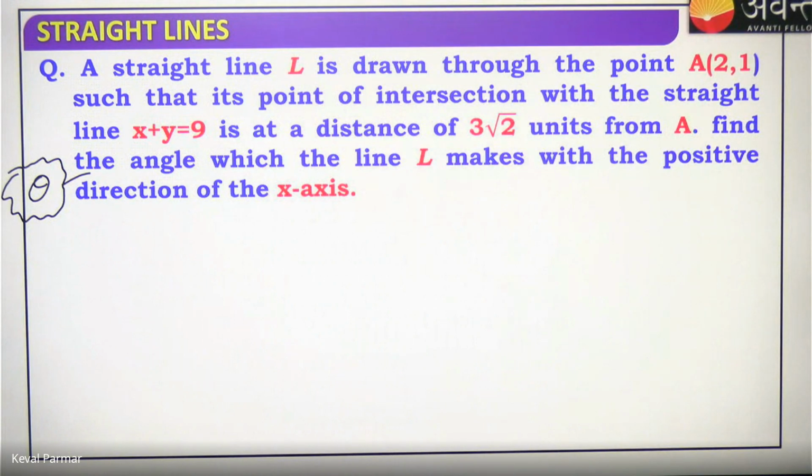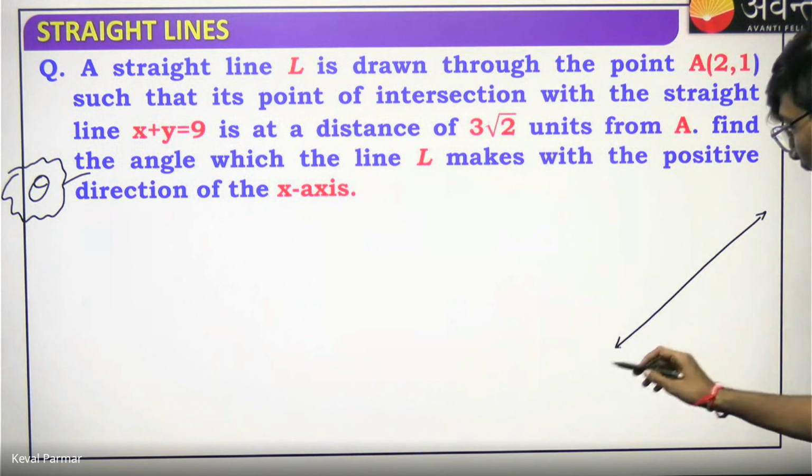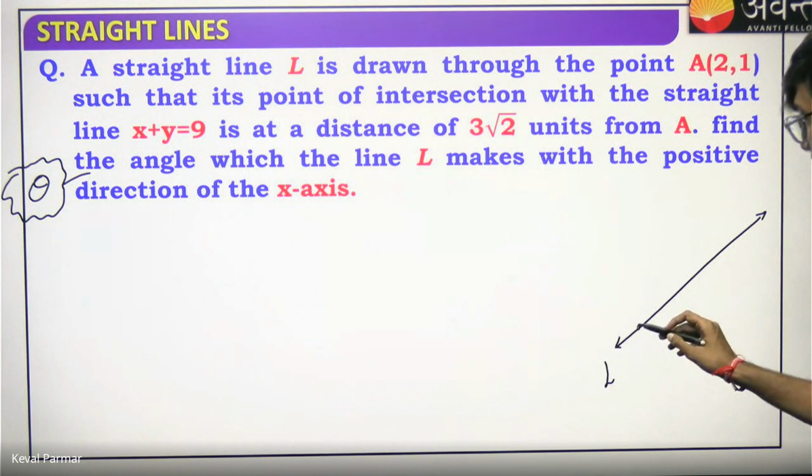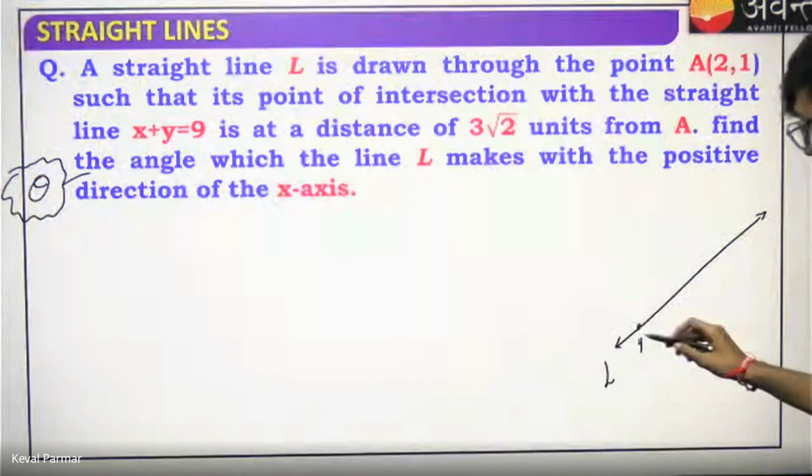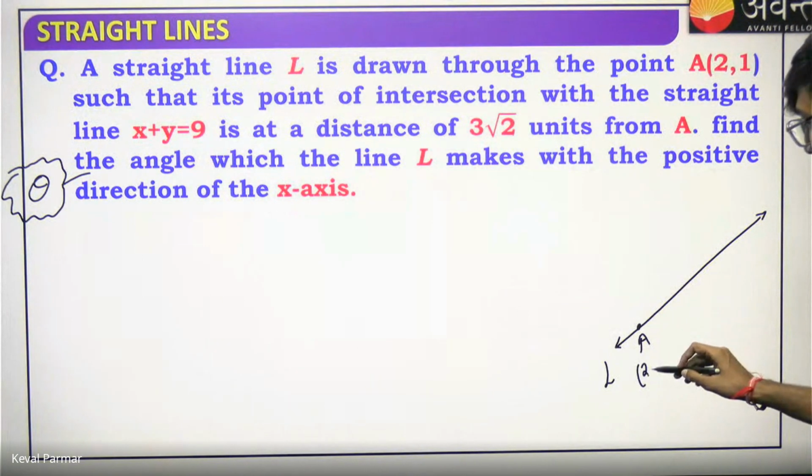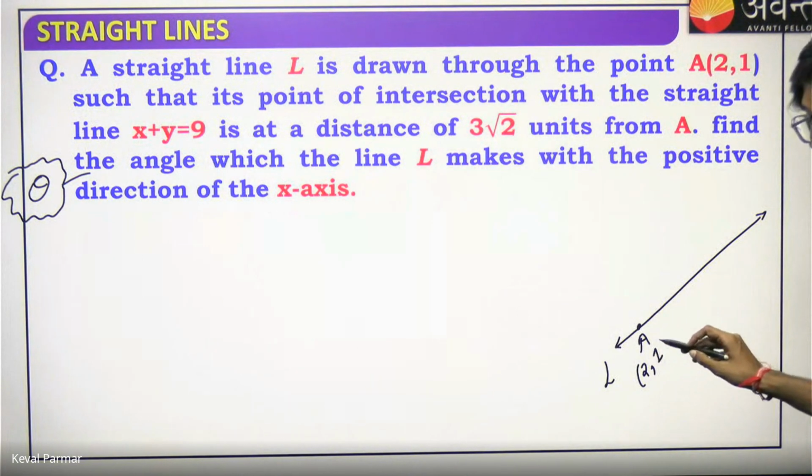Now, to find the inclination, I need to find the slope. This must be your thought process, because slope is tan theta. Once I get the slope, I'll get tan theta and then I'll get theta. But here, if you try to draw the diagram, let's say this is line L and this is point A, (2, 1).